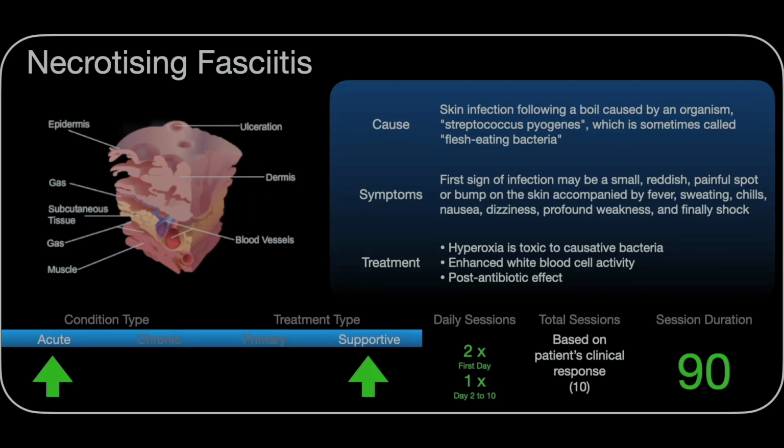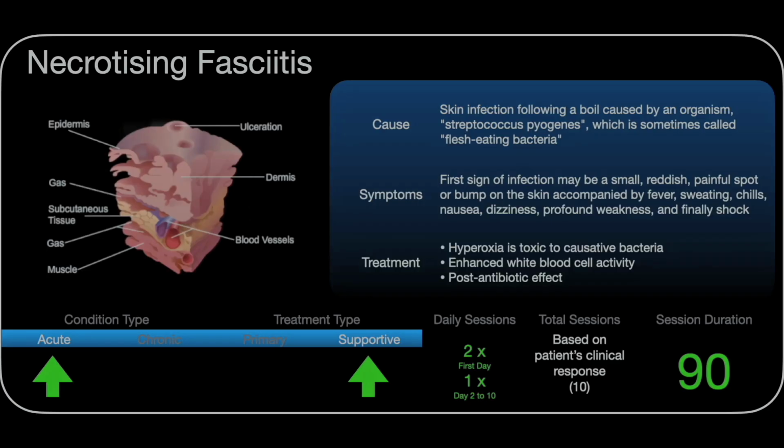One or two sessions can be done per day depending on the severity of the patient's illness. The total number of sessions depend on the patient's clinical response, but usually resolves within 10 sessions. The duration of a session is usually 90 minutes of 2.5 atmospheres absolute with 100% oxygen.